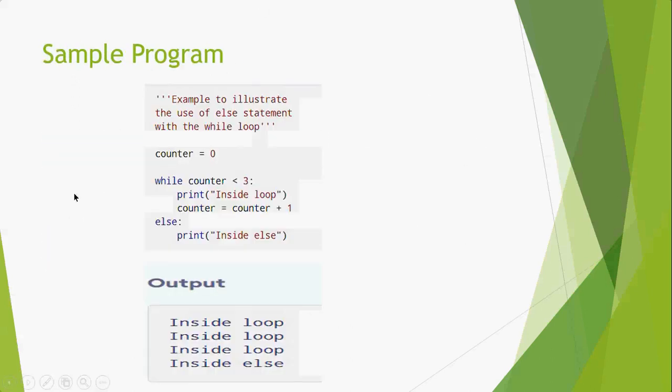So this is one of the examples of how to use the else part. If you see, there is a counter that has already been set, and while the counter is less than 3, I'm printing "inside loop". Once the counter is greater than 3, I'm coming out of the loop and I'm printing else. So this is how we use the while and else condition with the while.